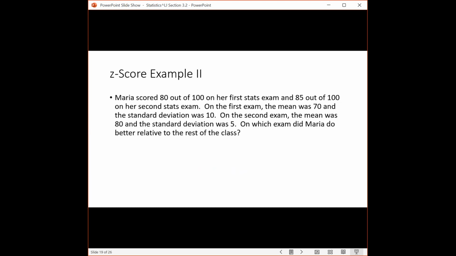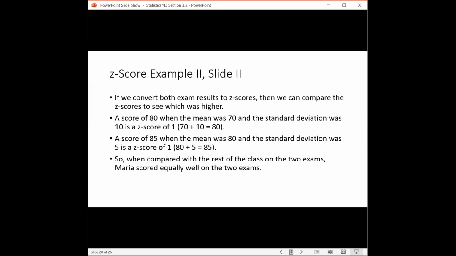All right, so another example, a second example. Maria scored 80 out of 100 on her first stats exam and 85 out of 100 on her second stats exam. On the first exam, the mean was 70 and the standard deviation was 10. On the second exam, the mean was 80 and the standard deviation was 5. On which exam did Maria do better relative to the rest of the class? This is another thing you can do with z-scores: compare performance over multiple distributions. What we can do is convert both exam results to z-scores, and then compare the z-scores to see which one was higher.